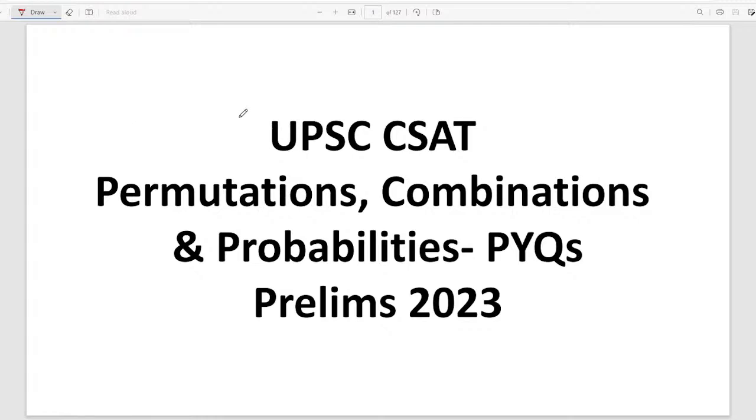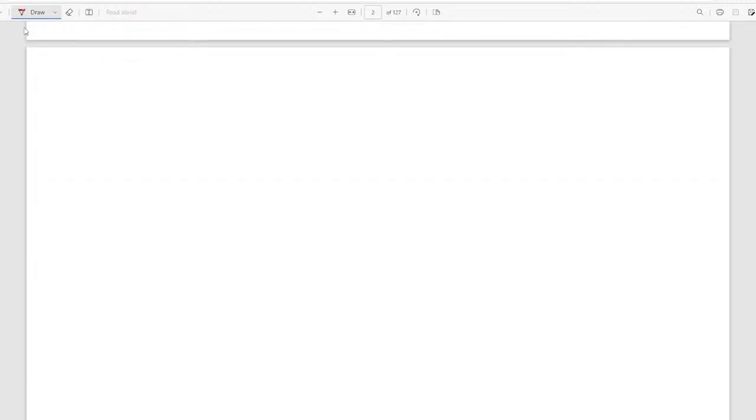Okay, we'll start with the basics now. Permutations and combinations are a way to count, a subject that deals with counting, and to make life easier for people who are counting, permutation combinations were introduced. The very basic principle of permutation combination is the fundamental principles of counting.